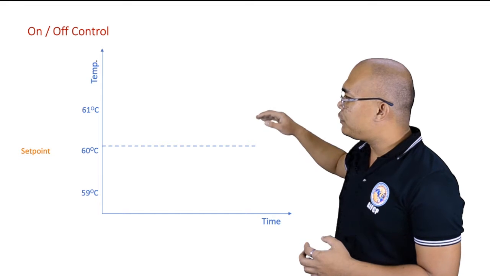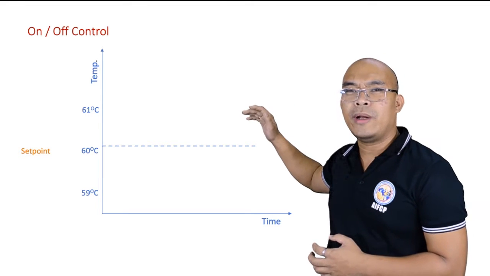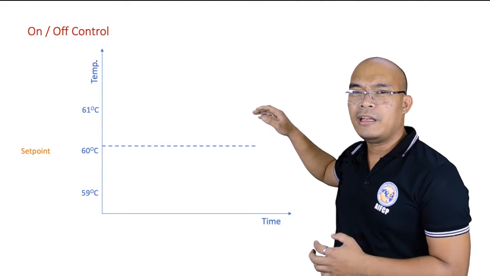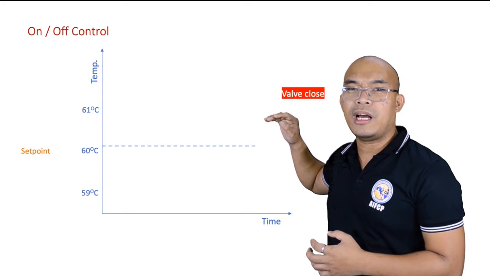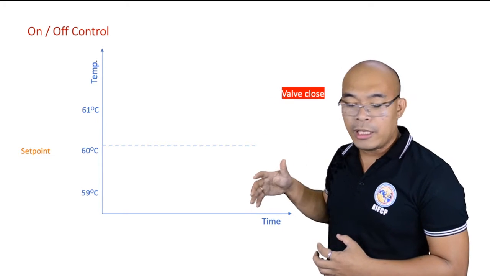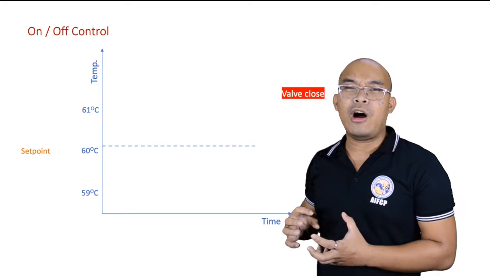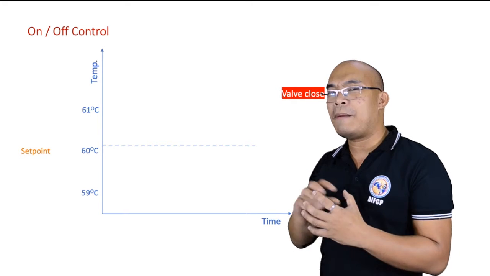You have the 60 man yan, and then we have the 61 at saka yung 59. So, yung 61 dito, yung 61 degrees centigrade, okay? Ang gagawin ng balbula natin, yung sa control element natin, yung sa solenoid valve, i-off niya. So, ibig sabihin, pag naka-off na yung valve natin, hindi na makapasok yung steam.